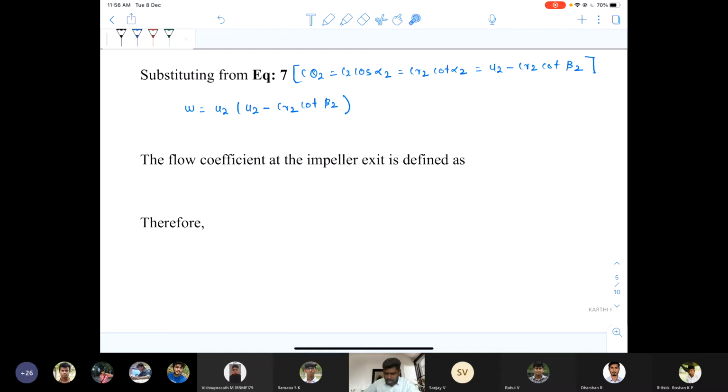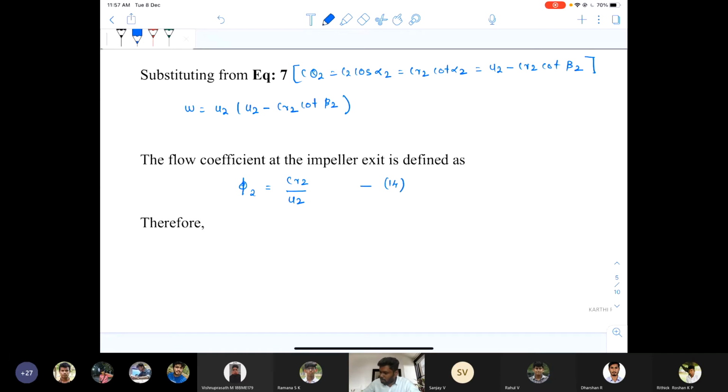The flow coefficient at the impeller is given by the equation phi 2 is equal to CR2 divided by U2. Consider this equation as equation number 14.